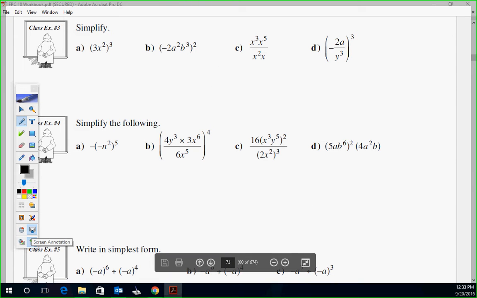So Aiden, what would you get for A? 3 to the power 3 and then F6. Good. So this is multiplication, so that hits both of them. 3 to the power 3 is 27. X to the 6th. Very good. Okay. Caleb, B? 4A4, B6. So negative 2 squared is 4. 2 times 2 is 4. 2 times 3 is 6. Good.